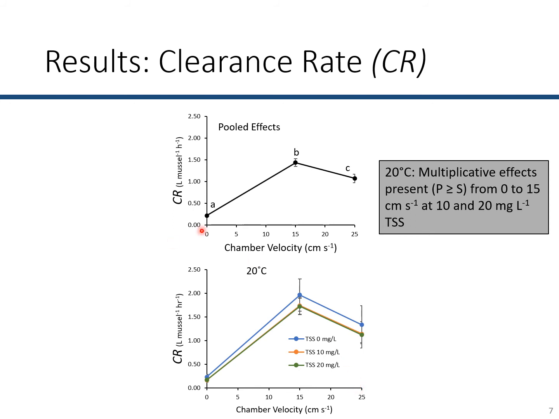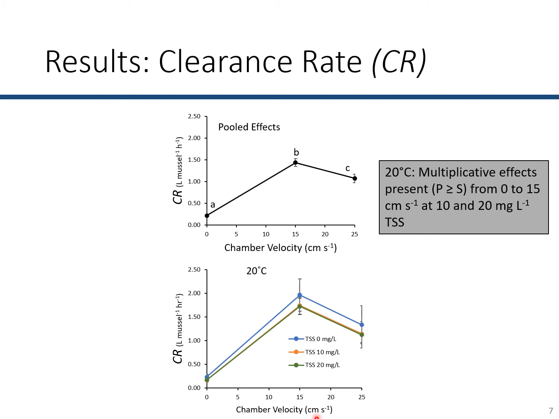So this indicated that the change we see from 0 to 15 centimeters per second in the pooled effects, that is all the temperatures and TSS levels put together, this change was greater than the change occurring at 10 and the change occurring at 20 milligrams per liter. That's the orange and the green lines. However, this wasn't the case in the case of the blue line, which is 0 milligrams per liter TSS, nor did it occur from 15 to 25 centimeters per second in any given condition.